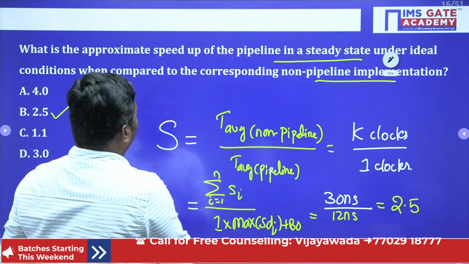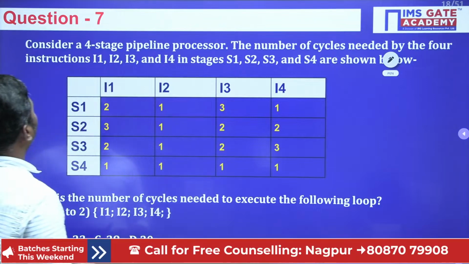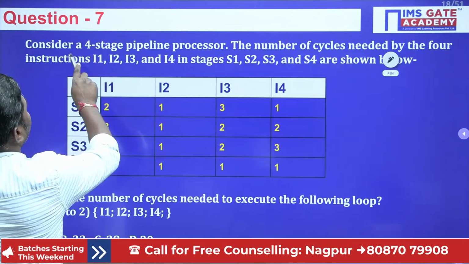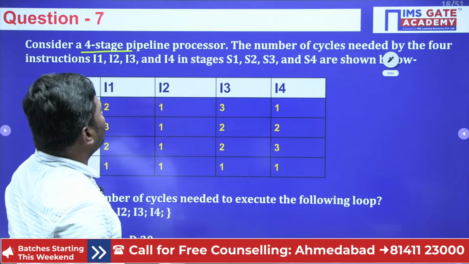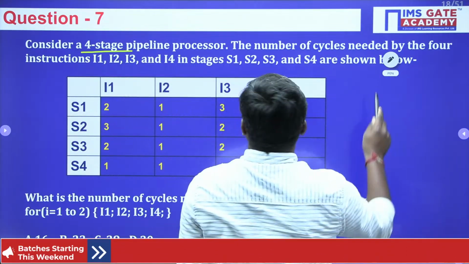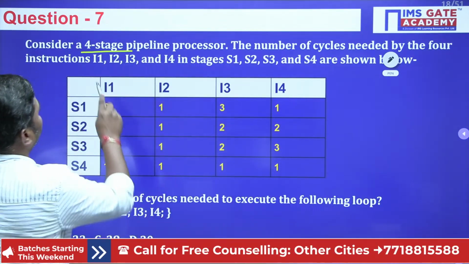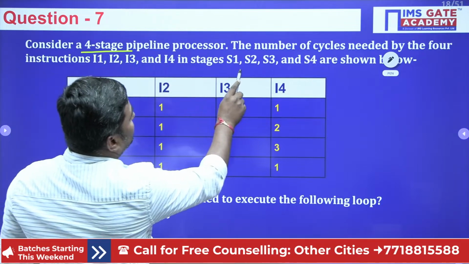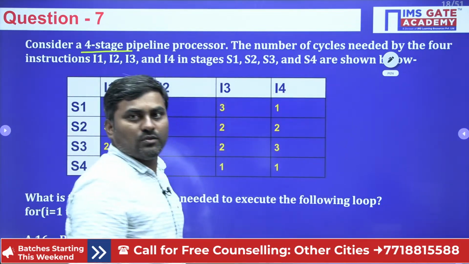We'll see one more question, question number 7. Consider a 4-stage pipeline processor. The number of cycles needed by the 4 instructions I1, I2, I3, I4 in stages S1, S2, S3 are shown below.